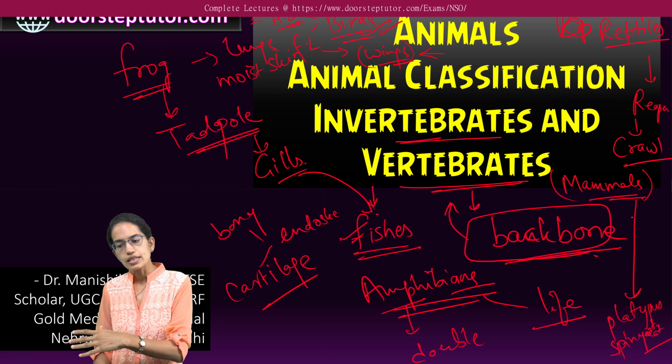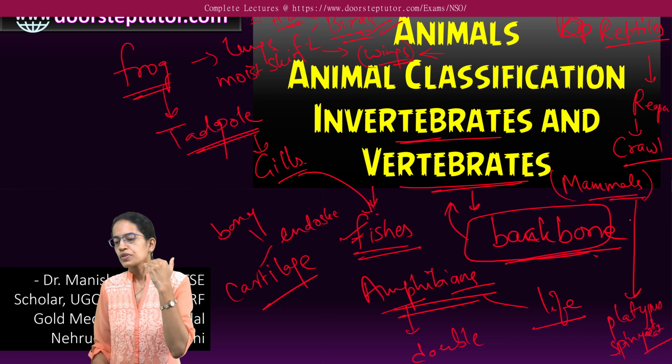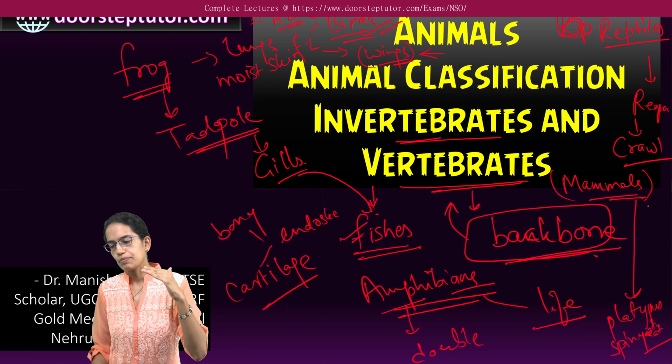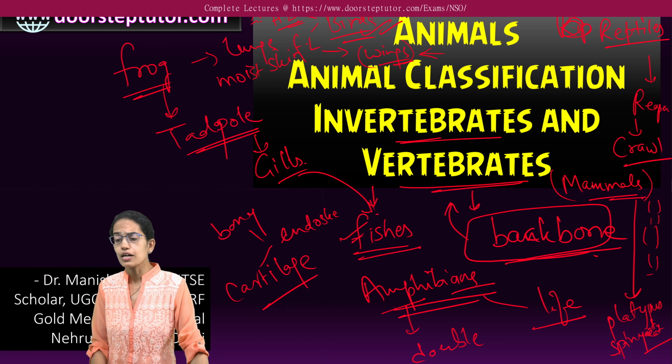The mother suckles the young ones and nourishes them, and their body is clearly demarcated into head, neck, the main body and tail. Kangaroo is another example.